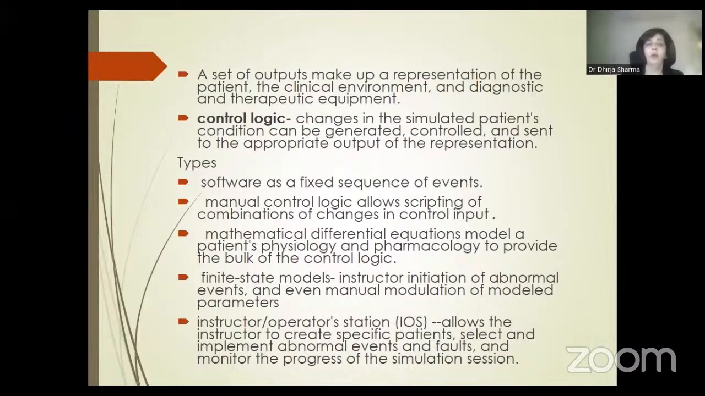We'll be talking about it, or it can just be a mathematical differential equation model of the patient's physiology, depending on patient physiology and pharmacology. It can be a finite state model, with instructed initiation of abnormal events, or it can be an instructor operator station, which allows the instructor to create specific patients and select the abnormal events, faults, etc.